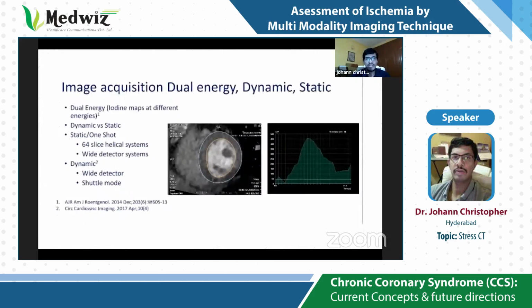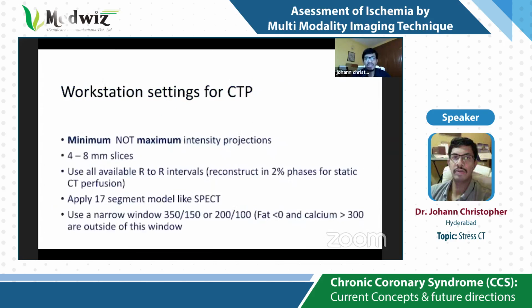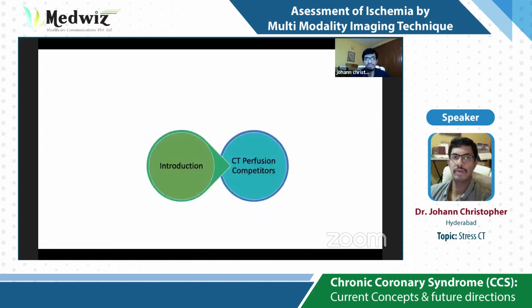Now, the ways to acquire it are multiple. If you have a dual source scanner, you can use a dual energy sequence using iodine maps at different energies. You can use static if you have only a 64 slice system, and you can use dynamic if you have a 320 slice system, which is something that we would like, because you get accurate and numbered myocardial blood flow. For the workstation settings, what is most important is please use the minimum intensity projection, very thin slices, and all available RR intervals have to be used, and it has to be projected in the 17 segment model like SPECT.